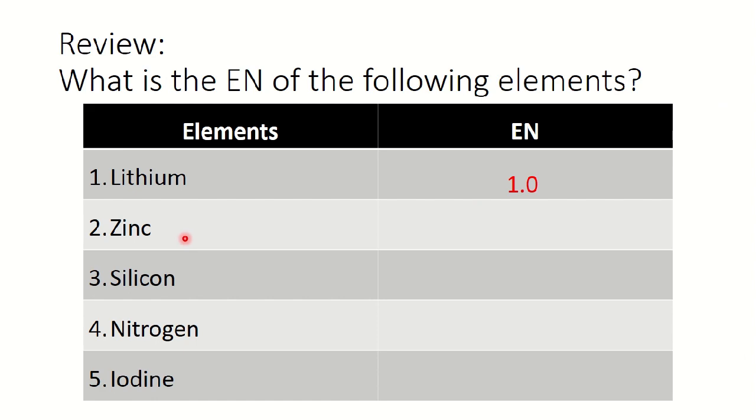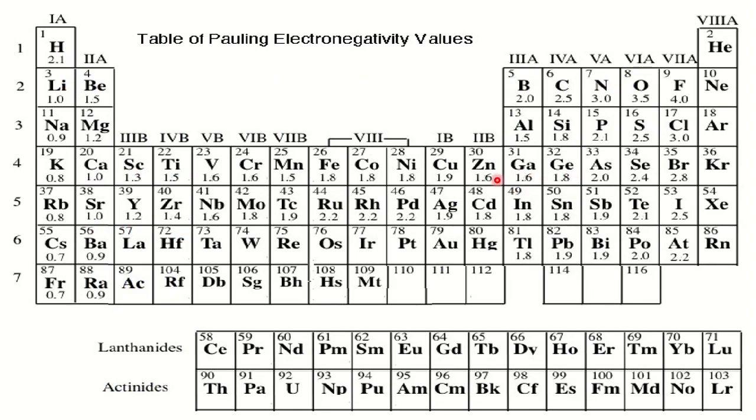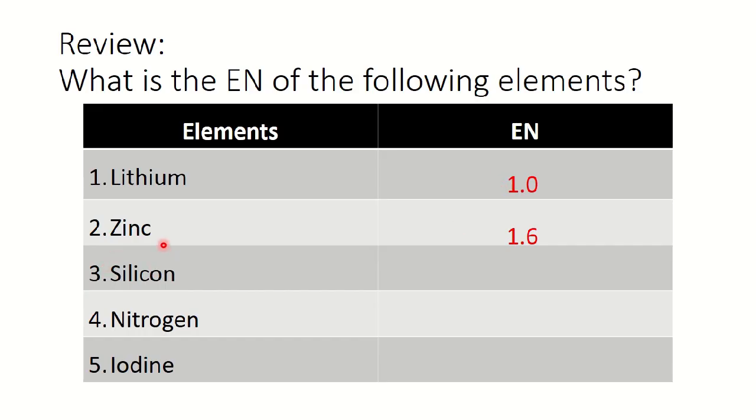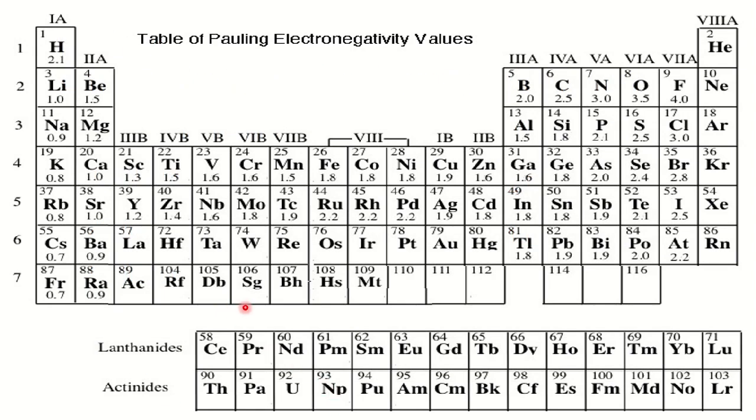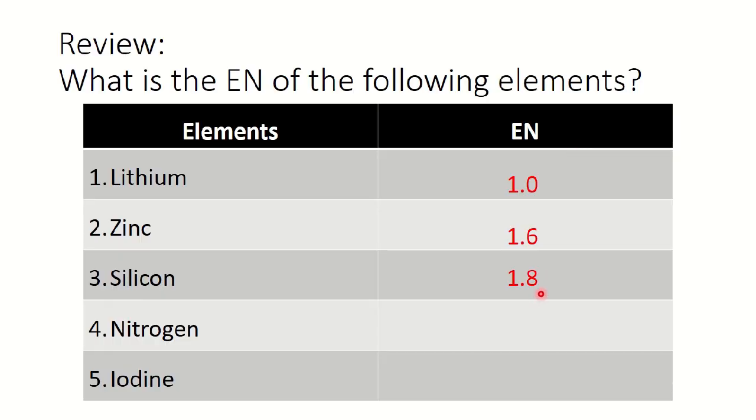Then, zinc. Same, punta ka ng periodic table, hanapin mo ang zinc. So, we have 1.6. Therefore, zinc is 1.6. Then, silicon. Okay, try to locate. Nasaan ang silicon dyan? Okay, so we have here silicon, 1.8. So, electronegativity is 1.8.